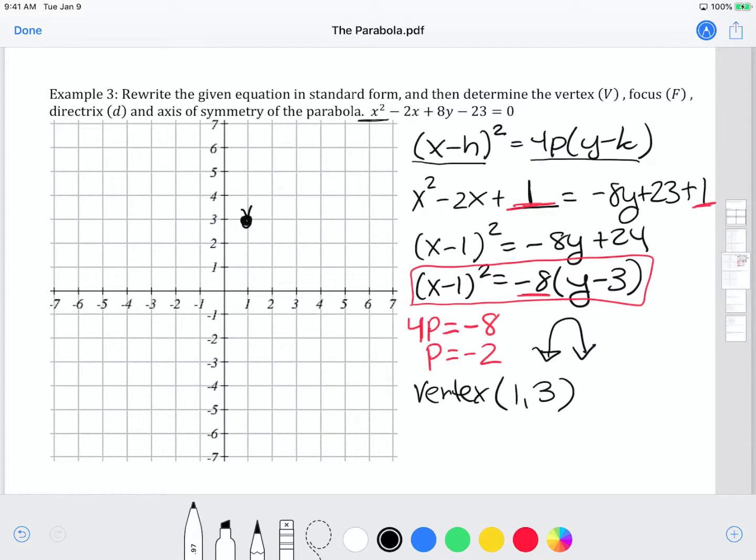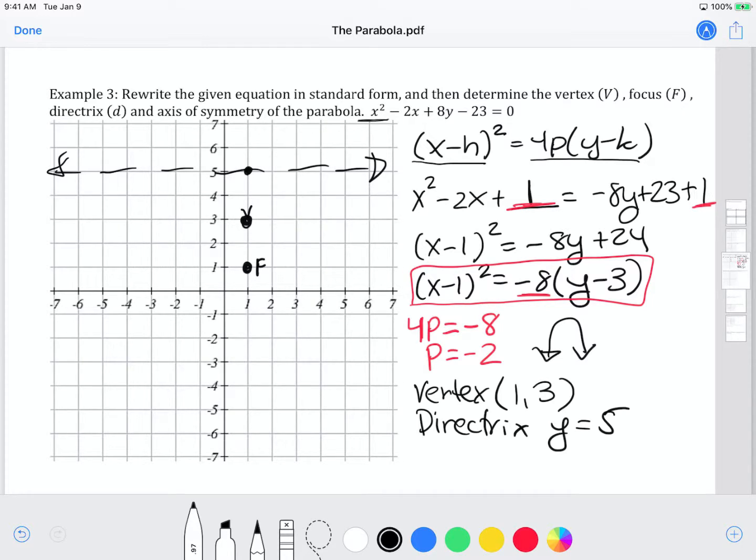So here's my vertex. Since it opens down, I'm going to come 2 down from the vertex to find my focus. So there's my focus. My directrix is going to be on the outside of the parabola, a distance of 2 from the vertex. So my directrix is going to be the horizontal line, y equals 5.